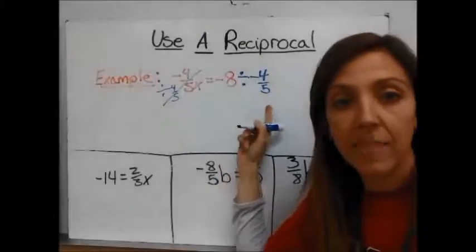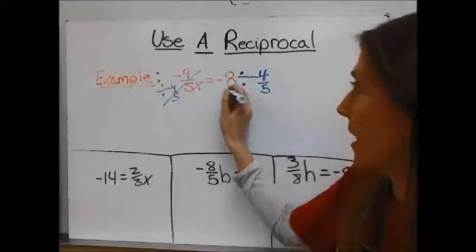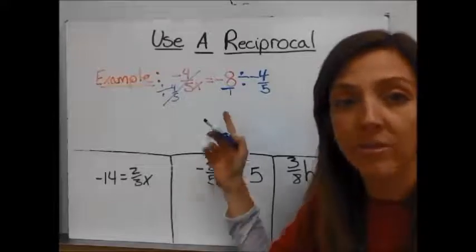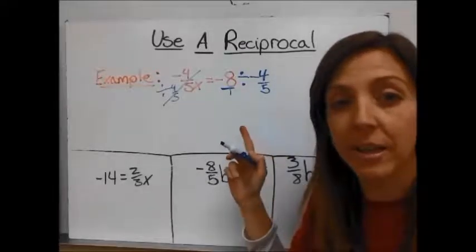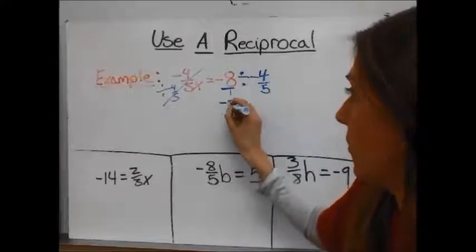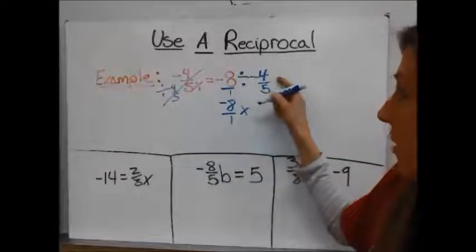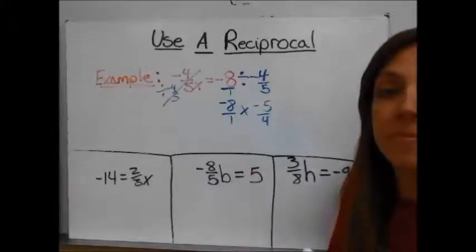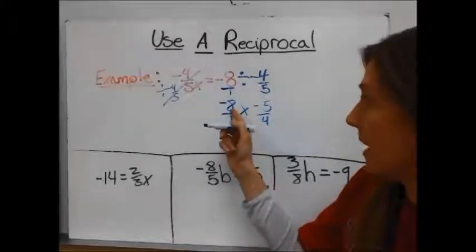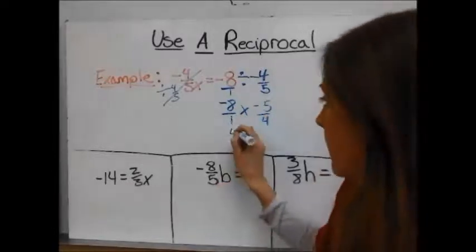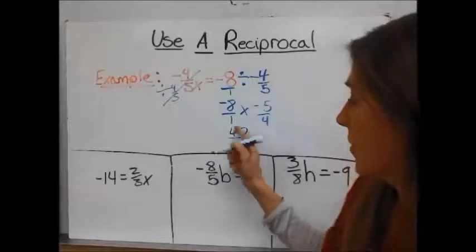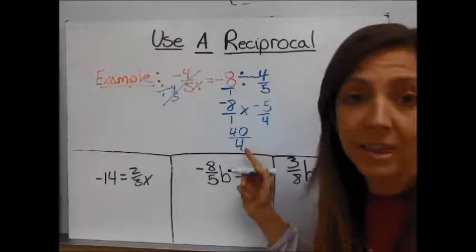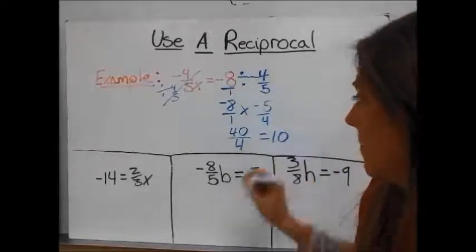Okay, negative 8 divided by negative 4/5. Now, I'm going to put this 8 over top of 1, write it in fraction form so that I can divide it. And remember, when we divide fractions, we stay, switch, flip. So I'm actually going to stay negative 8 over 1, switch division and multiplication, and flip negative 4/5 to negative 5 over 4. When I do this, negative 8 times negative 5 is a positive 40. 4 times 1 is 4. And 40/4 is 10. So that's going to equal 10.